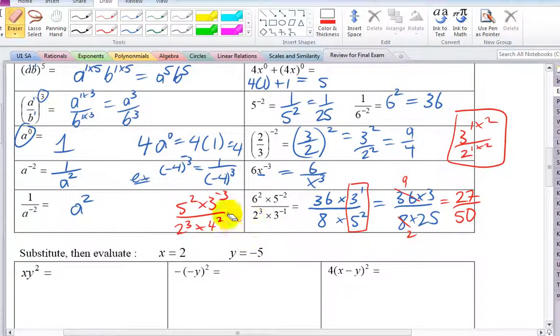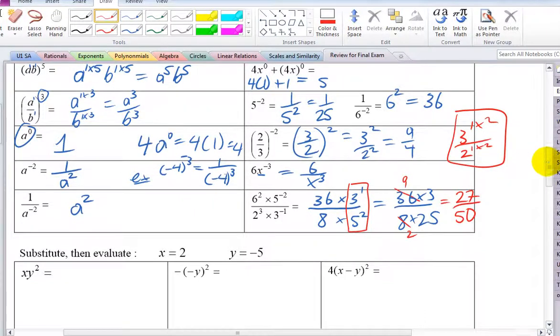Yep. Can't you multiply the bases first and you get 30 to the power negative 4? No. Are the bases the same? So you can't do that. The rules don't apply. Okay. Only if the bases are the same can you apply the rules.